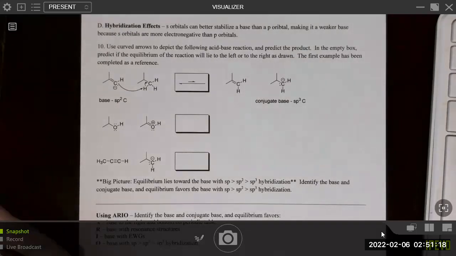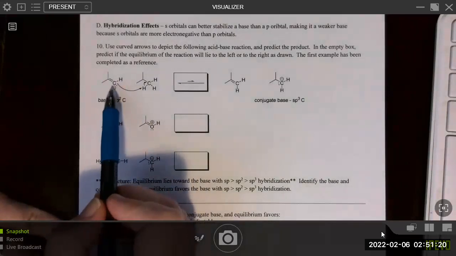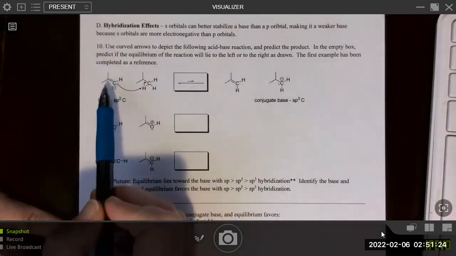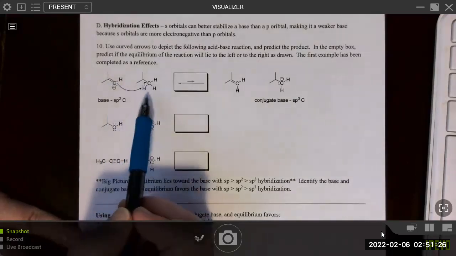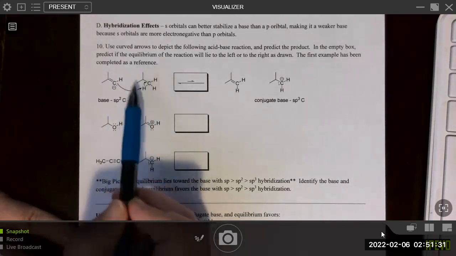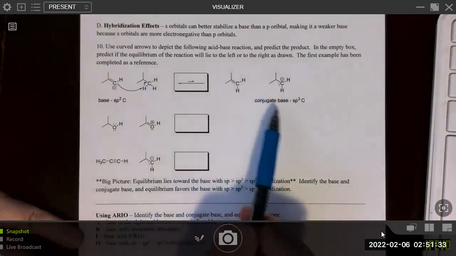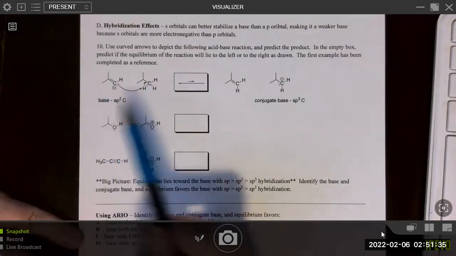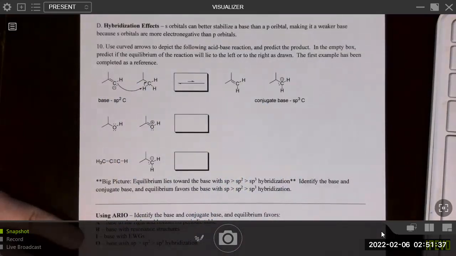So this shows us that the carbon here with a lone pair that's also part of an alkene is the base, and it's taking a proton from this other structure. And so this is the acid. And then we get the conjugate acid and the conjugate base. The base and the conjugate base are labeled for us.